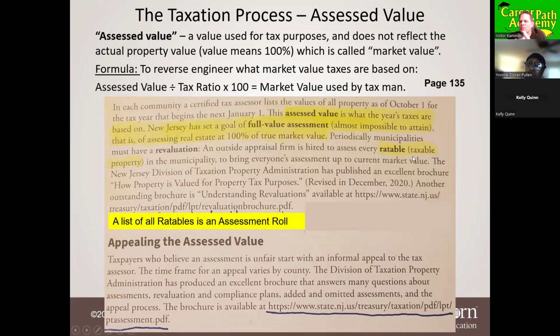A rateable is what we call a taxable property. And a list of all of the ratables in the town is called an assessment roll. So the politicians can see what the budget is of the town just by adding up the property taxes of all the homes that are taxable in the town.